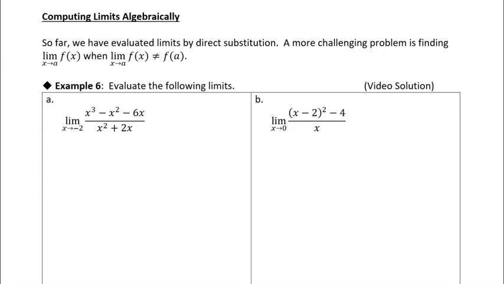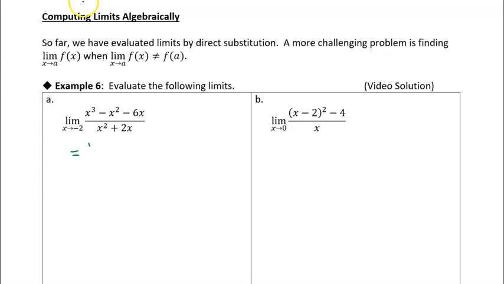So here in this video, this is the last example, but there's really 4 problems here. I'm just going to go through these. It might be a little long. All right. So here in this first example, example 6a, we've got a polynomial over a polynomial. So we have a rational function, but if we tried to put in -2, the denominator would be 0. So let's factor this.